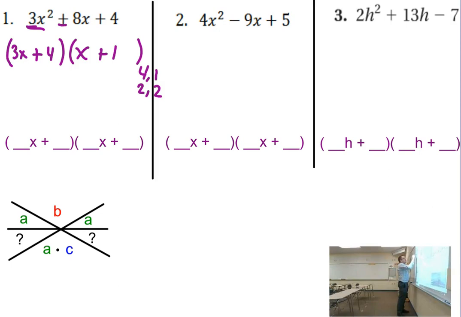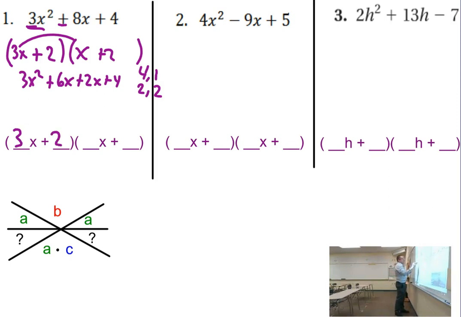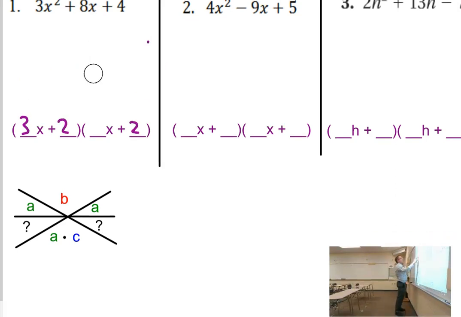So if I check it, I'm going to have my first be 3x squared, then I would have plus 3x plus 4x plus 1. Okay, so that doesn't quite work. We could try maybe a 2 and a 2 instead. So then I'd have 3x squared plus 6x plus 2x plus 4. Okay, and that would work. So my final answer here is going to be 3x plus 2, and then x plus 2 would be my other.